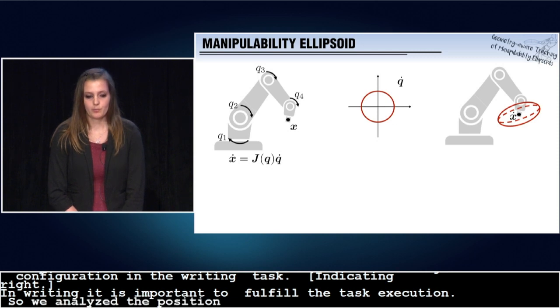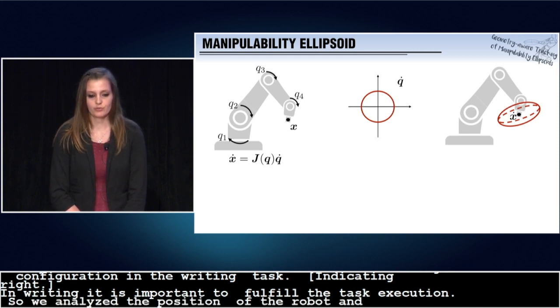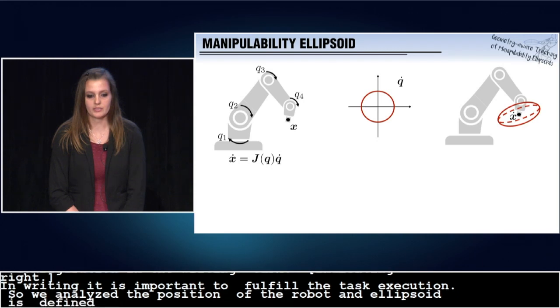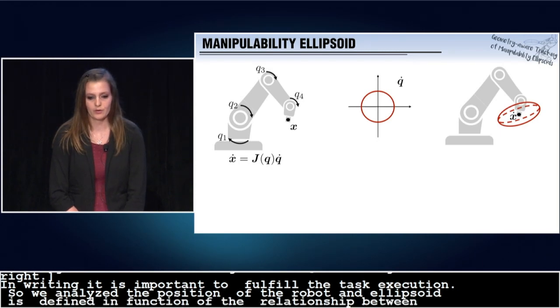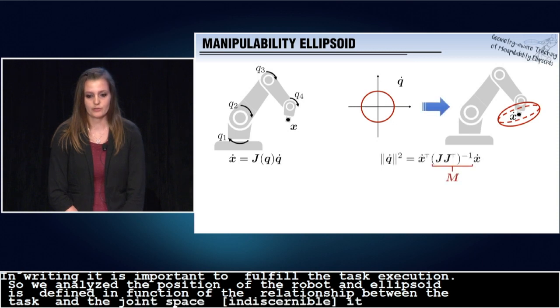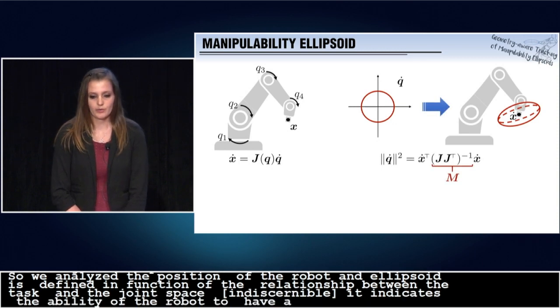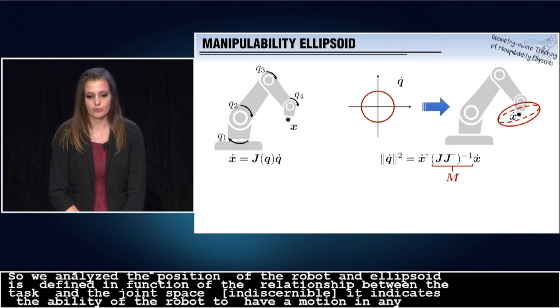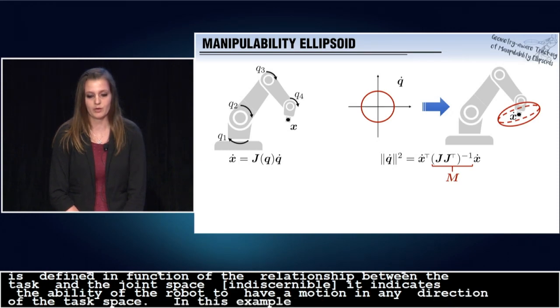So the kinematic manipulability ellipsoid is defined in function of the relationship between the task velocity and the joint space velocity. It indicates the ability of the robot to perform motion in any direction of the task space. So in this example, the robot will prefer to do a motion along the major axis of the manipulability ellipsoid.